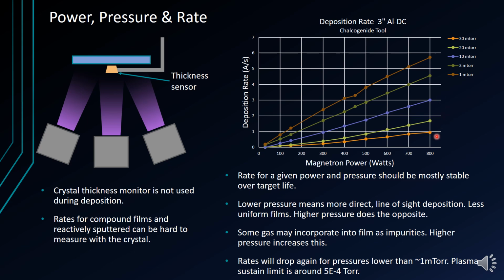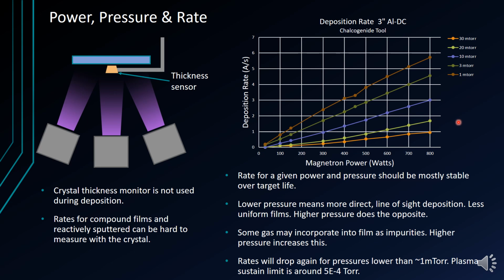This chart is an example of data collected for a 3-inch aluminum target in our chalcogenide system. You can see that as the argon pressure decreases, the slope of the power versus pressure trend increases. That is to say that as pressure decreases, rate goes up, though this is only up to a certain point. If you continue to drop the pressure lower than 1 millitorr, you should see the rate begin to decrease. You may also start to see unstable plasma or plasma extinguished during the process.